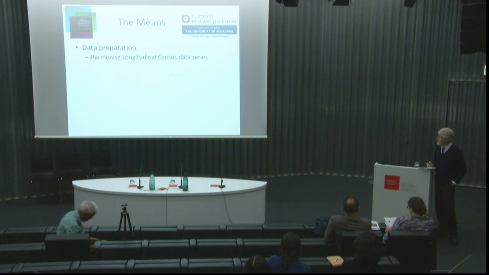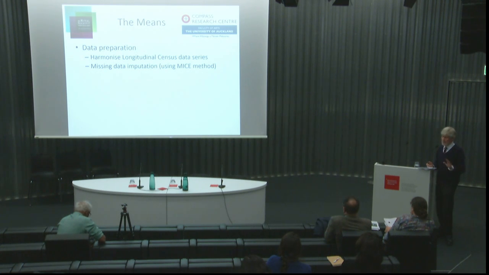So the means, data preparation. We had to harmonize the longitudinal census data series, which is a lot harder than you might expect. For example, missing data. We used MICE, which is multiple imputation by chained equations, because we had to have a complete data set. So it meant that we had to impute data where we didn't have it, which is sometimes questionable. We had to supplement it with exits and entries because otherwise we would have a cohort starting in 81, the same people going all the way through to 2006. We had to have births, deaths, immigration and emigration, and we had to build that into the model in order to make it a true representation of what was going on. That required other data.